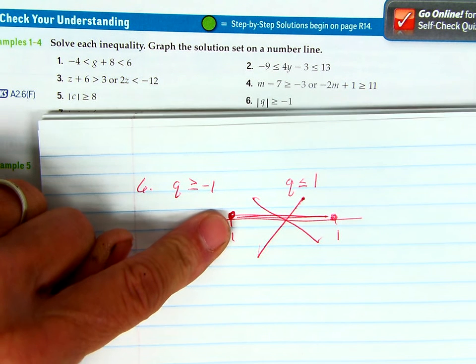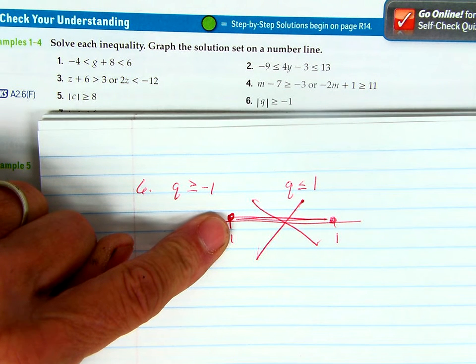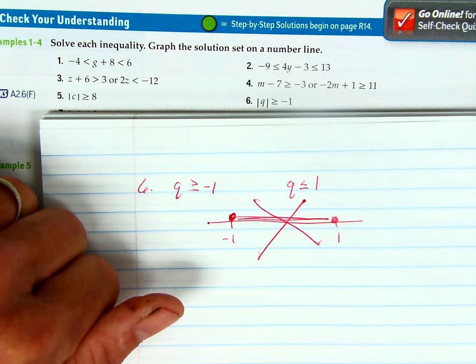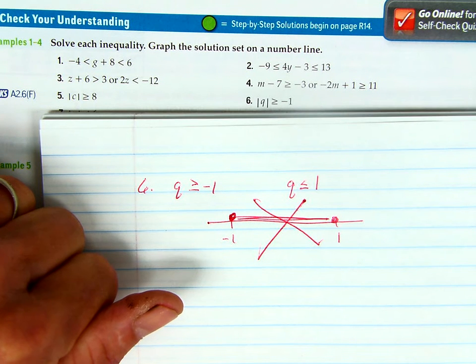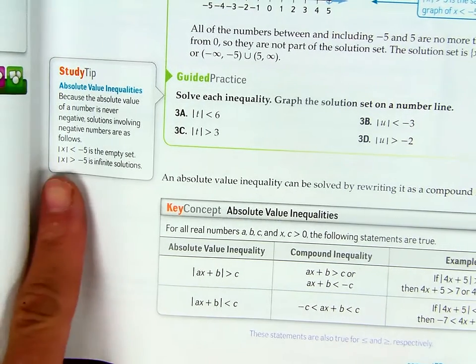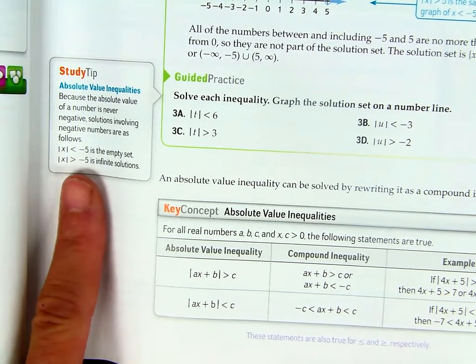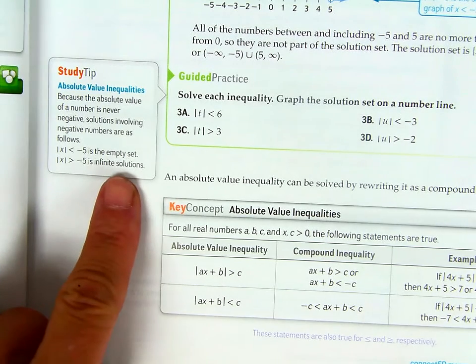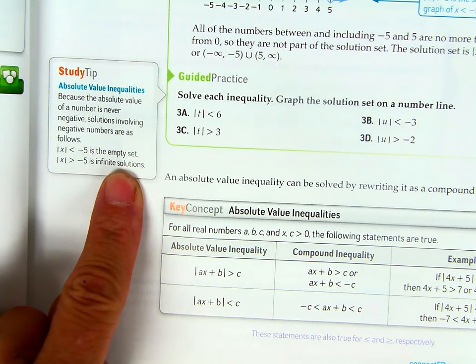So number 6, would that mean then that it's all real numbers or the empty set? Look back at that example. What do you think, Abby? Empty set? If it's greater than the negative number, infinite solutions. So for number 6, the answer would be all real numbers. It would be the entire number line.